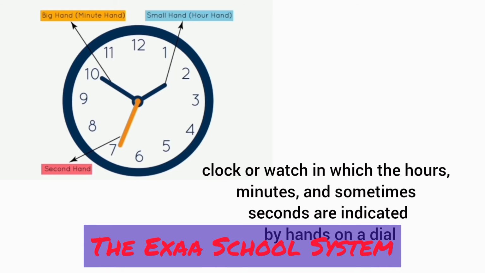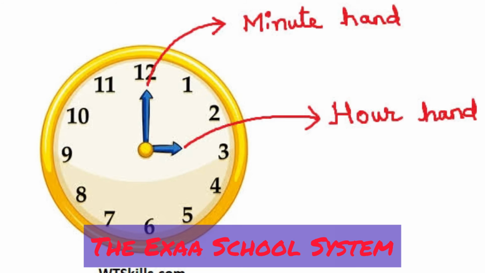Let's take a look at this clock. We will say it analog clock. It has small hand or hour hand. Second one is big hand, minute hand. And the third one is seconds hand.